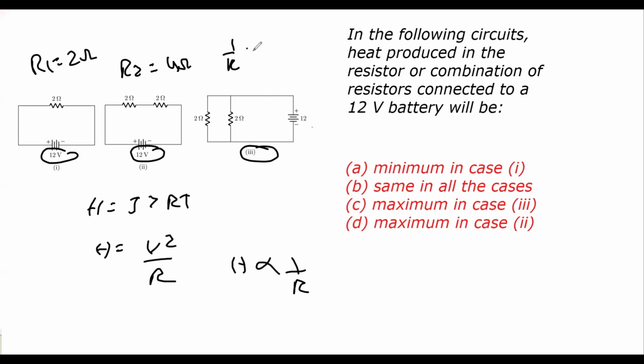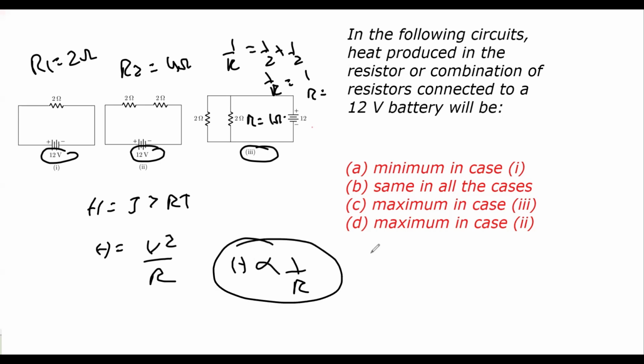Let me show you what I mean to say. It should be 1 over 2 plus 1 over 2. So 1 over R is equal to 1, and reciprocal of 1 is 1. So in this case, the resistance is how much? 1 ohm. So as I said, smaller the resistance, greater the heat produced, and therefore the heat produced is maximum in case of 3.